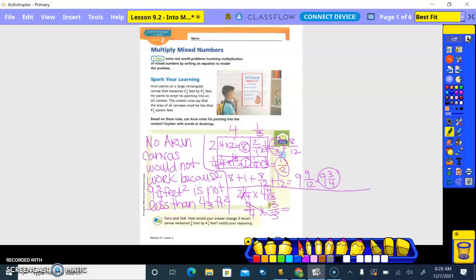So 3 goes into 3 once, 3 goes into 9 3 times. So 13 times 3 is 39. And then that's 39 fourths, which equals what? 9 and 3/4. So that's a way to check ourselves, correct?